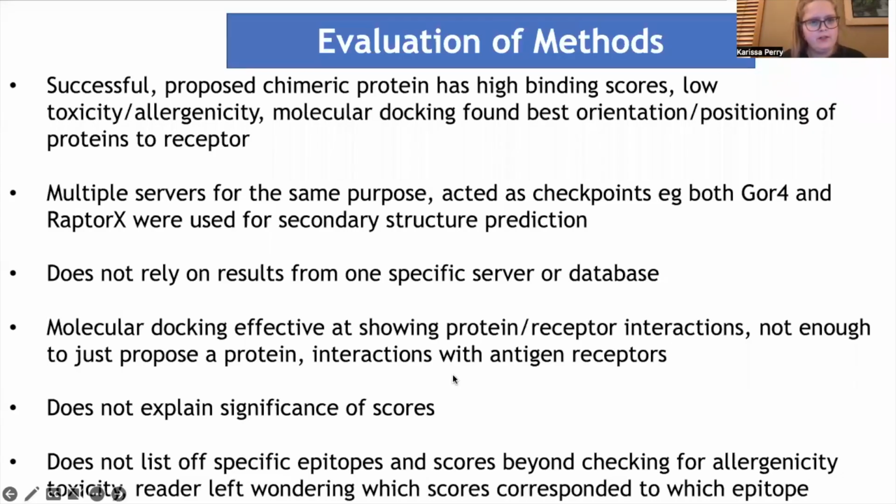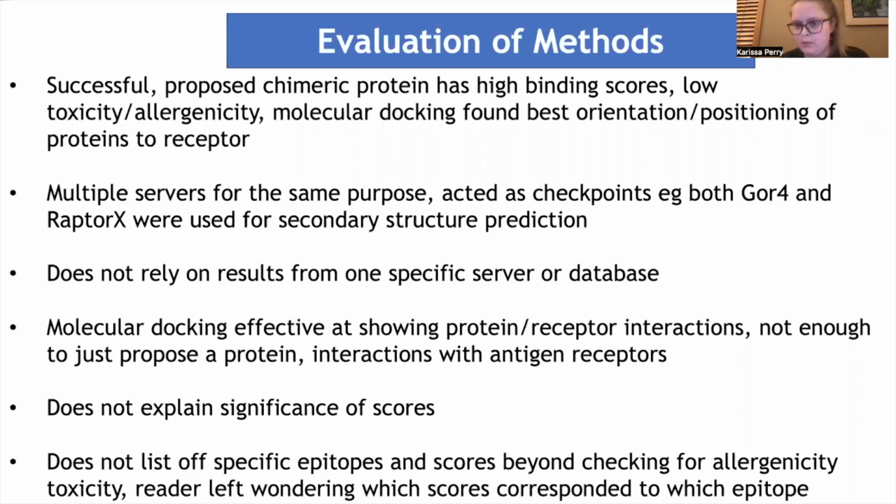Now for my evaluation of these methods, I believe that these researchers were successful as they proposed an epitopic vaccine that had low toxicity and allergenicity, and molecular docking found the best orientation and positioning of the proteins to the receptor. It was also successful as they used multiple servers that acted as checkpoints.